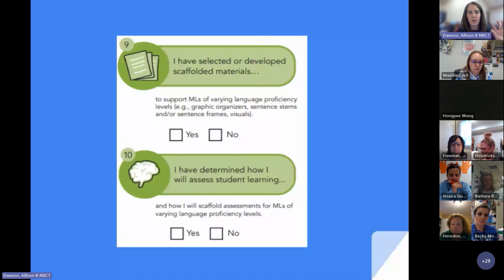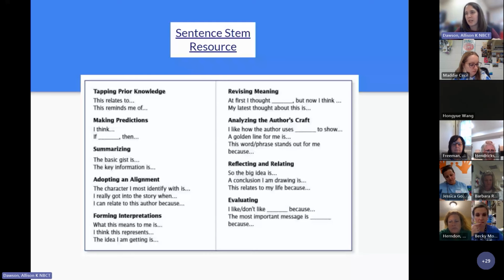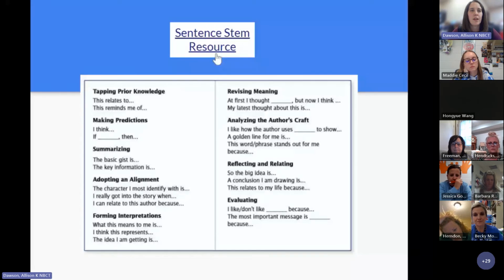If you click on this link when you have work time, up there at the top where it says Sentence STEM Resource, it's like a 4-page document. I've taken a picture of part of it, but it has some sentence frames for different academic purposes, some sentences and paragraph frames. There's also a great chart that has some signal words on it. So I can click on that if you want.